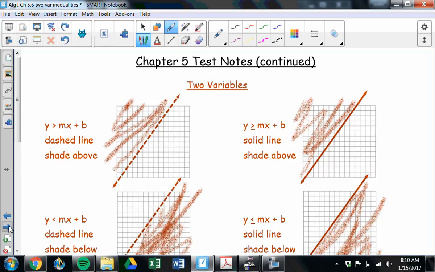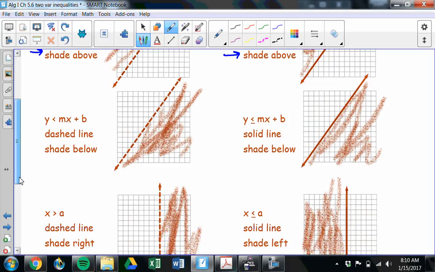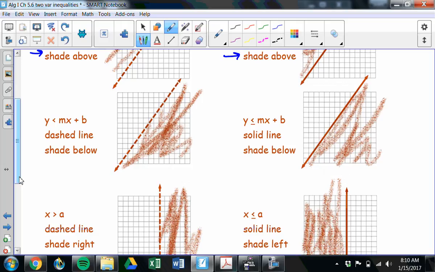So here's a quick little recap. When you have y is greater than mx plus b, that'll be a dashed line and you'll shade above. If it's y is greater than or equal to mx plus b, it'll be a solid line and you'll shade above. If you have y is less than mx plus b, it's a dashed line and you shade below. If it's less than or equal to mx plus b, it's a solid line and you shade below.